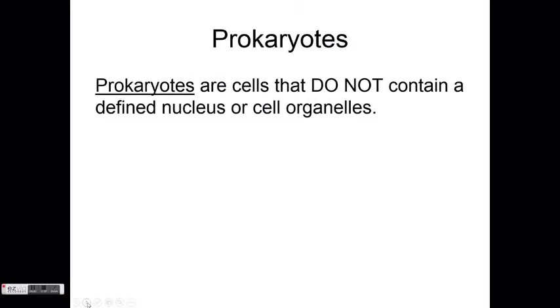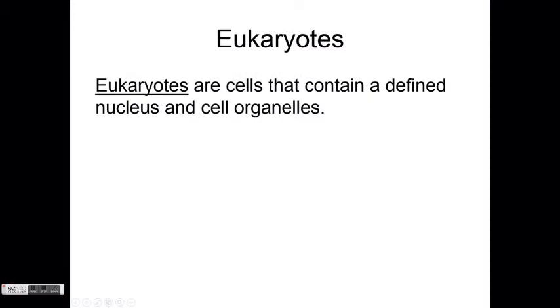Eukaryotes are just the opposite. They're cells that do contain a defined nucleus, and they also contain cell organelles. So our cells are eukaryotic cells. Plant cells are eukaryotic cells. And actually, let's look at a picture of the difference between the two.